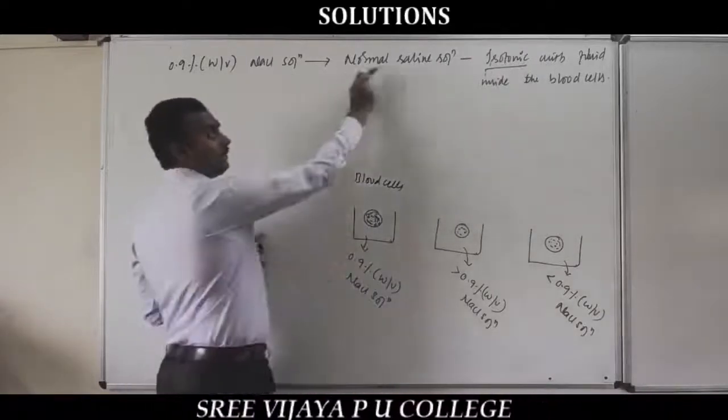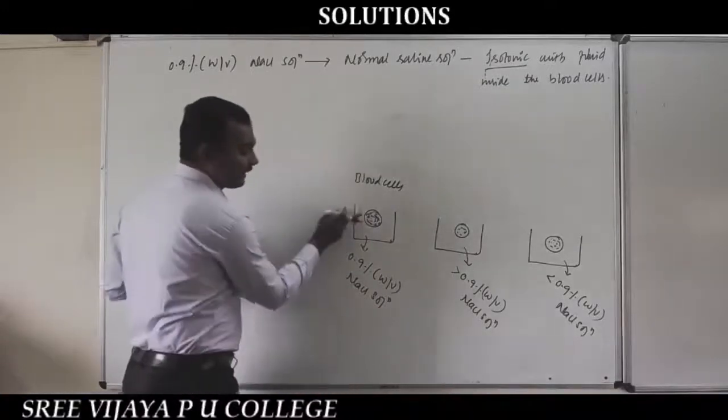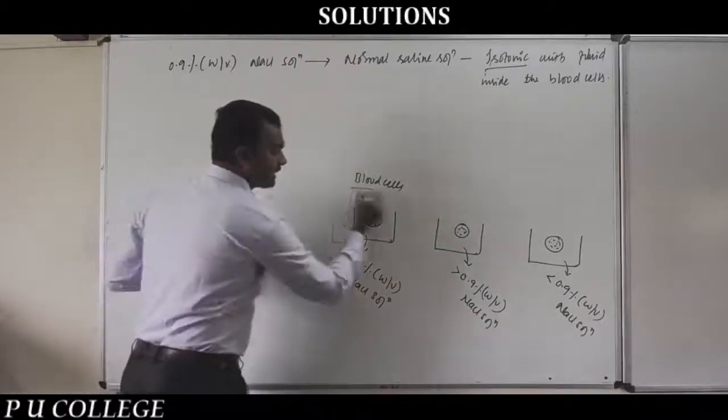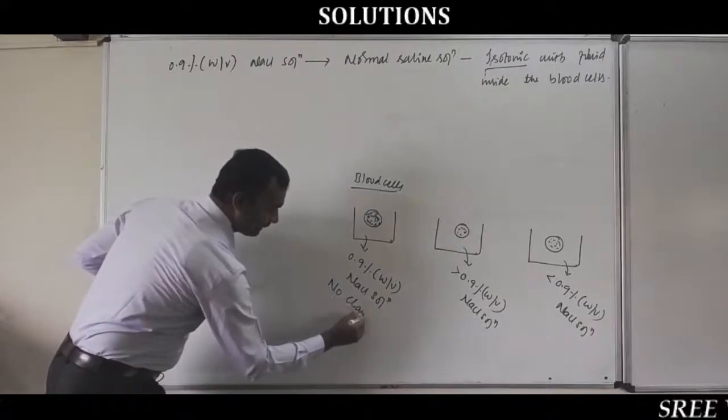That is, normal saline solution is isotonic with the fluid inside the blood cells, so these two are isotonic with each other. There is no change in the size of the blood cells.